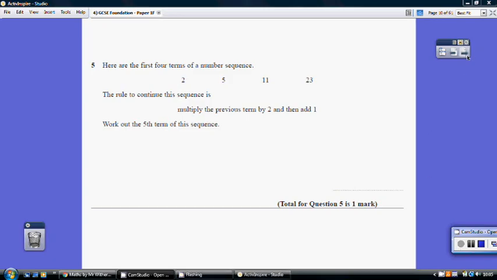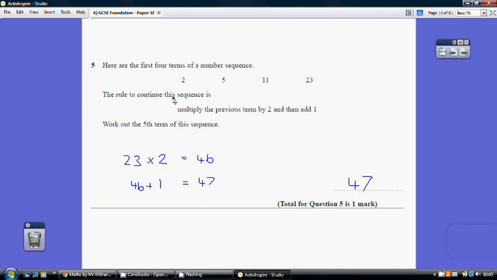Question 5. So the rule to continue this sequence is multiply the previous term by 2 and then add 1. Work out the 5th term. So we've got to work out the next term. So we take our 23, we multiply this by 2, which gives us 46, and then we add 1 to give us 47.